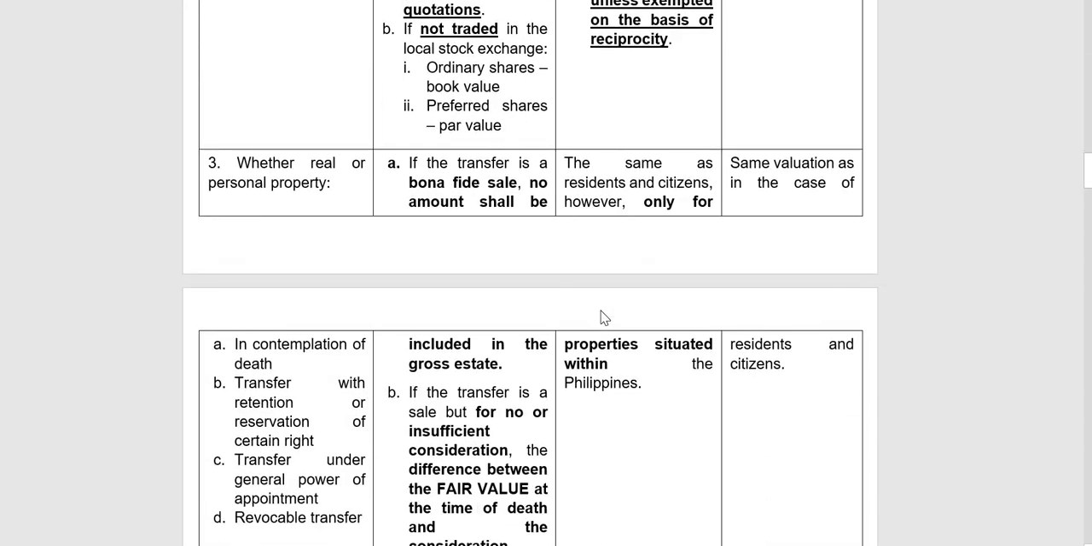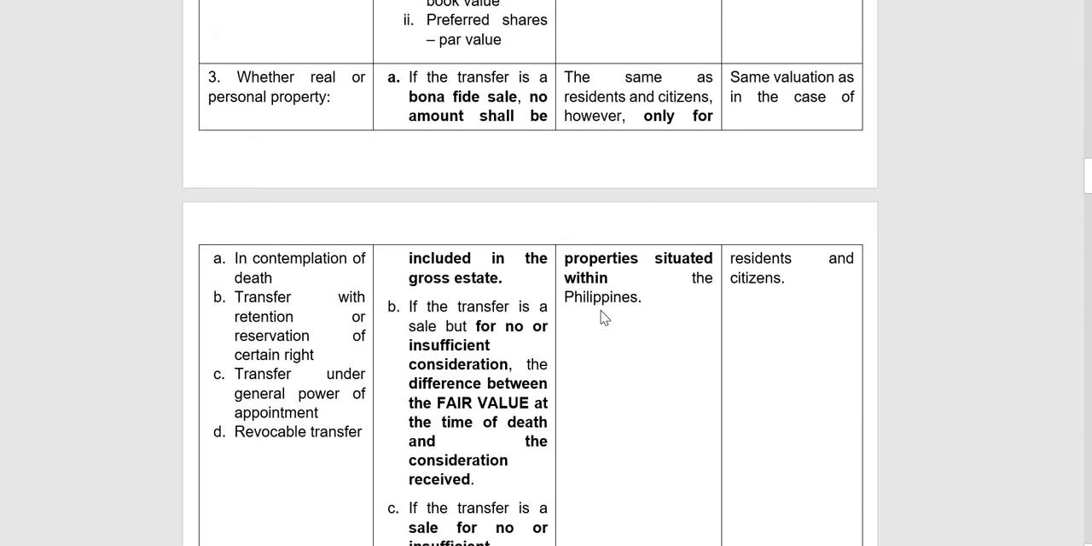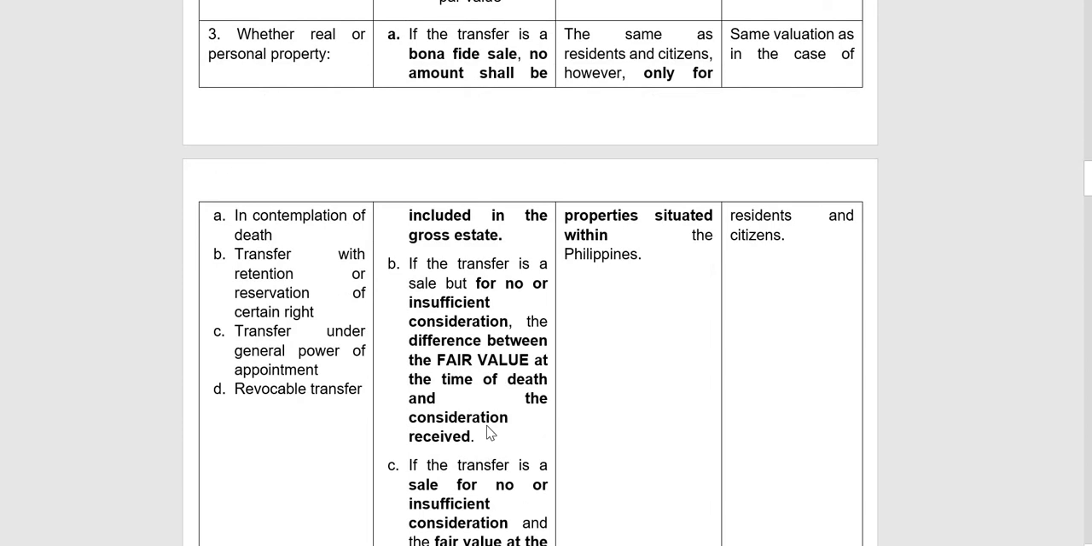We also have taxable transfers. Our taxable transfers include transfers in contemplation of death, transfers with retention or reservation of a certain right, transfers under a general power of appointment, and revocable transfers. Okay, so it's actually the same as with a non-resident alien, it's just that the property is in the Philippines.